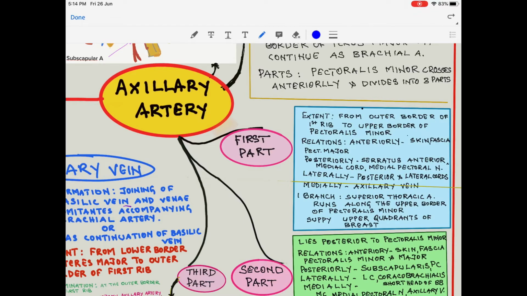The first part is anteriorly related to skin, fascia and pectoralis major, posteriorly serratus anterior, medial cord, medial pectoral nerve.